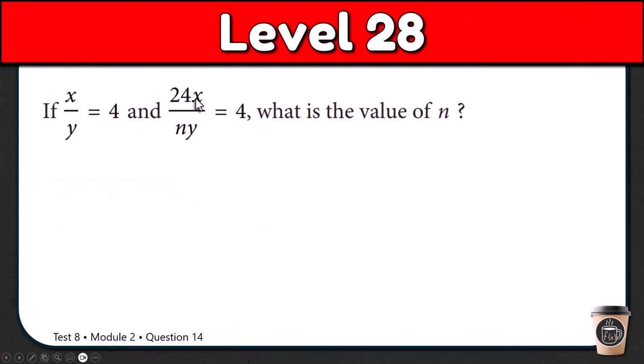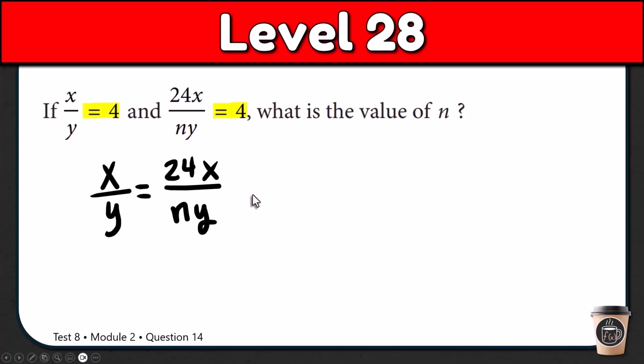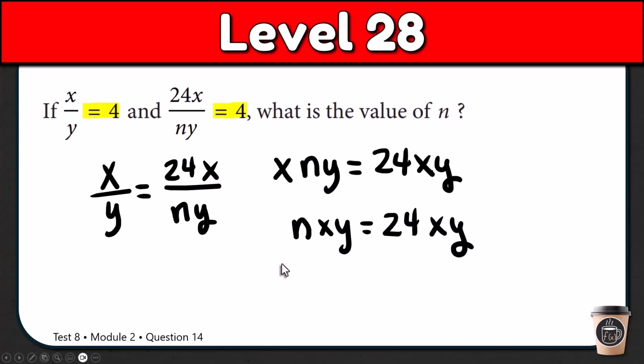This is equal to 4, and this is equal to 4. So if they're both equal to 4, they're both equal to each other. And that's how you set it up. From here, I'm going to cross multiply. So I have x times ny equals 24x times y. I'm just going to rearrange here. Look at this. If I put the n in the front, nxy, 24xy. Well, the xy's are going to cancel. So n equals 24.